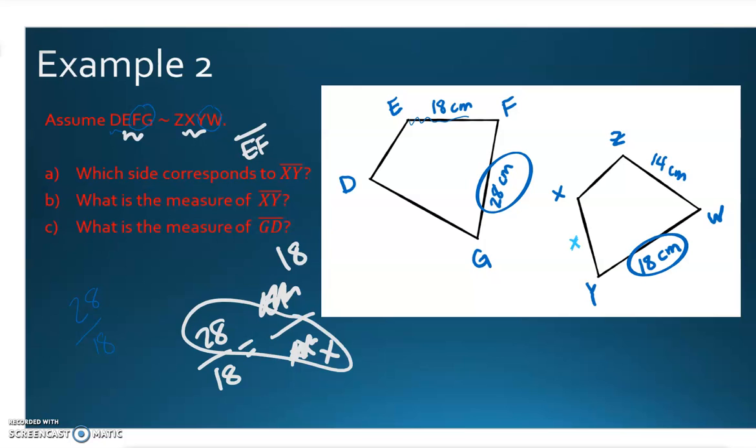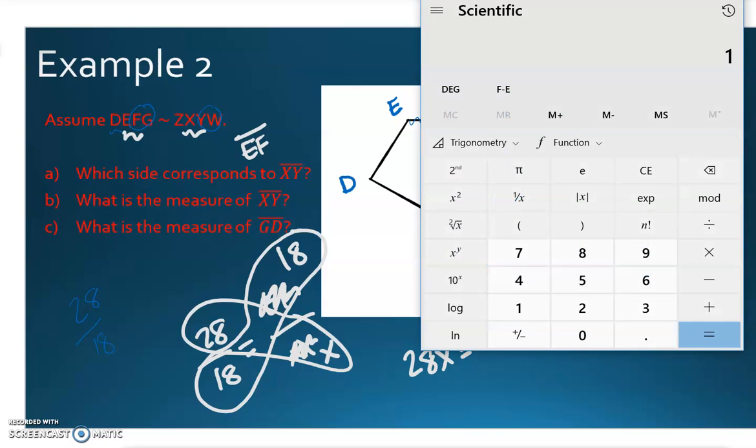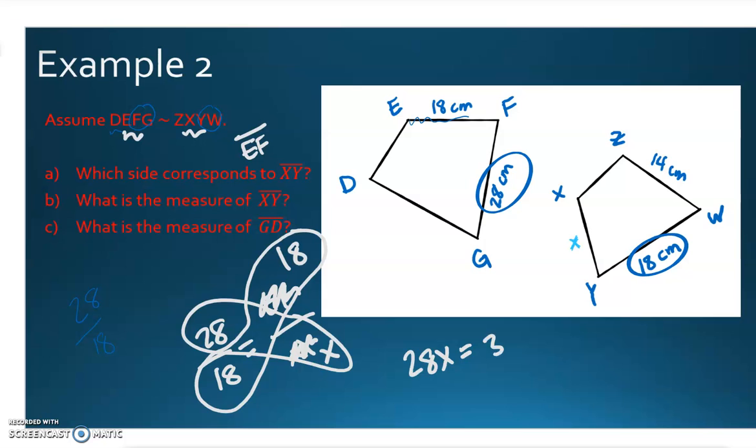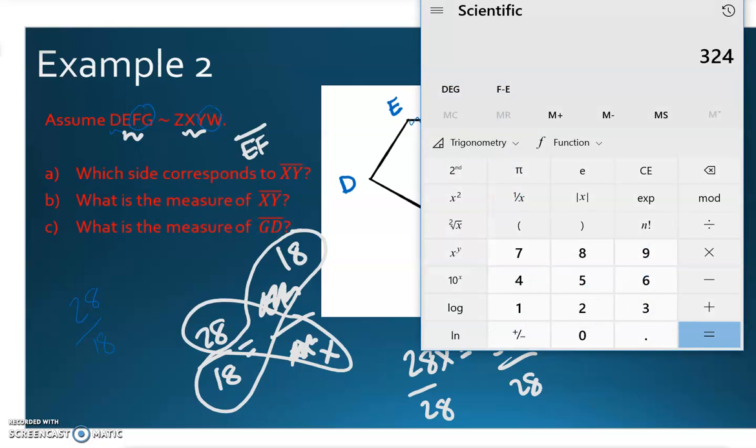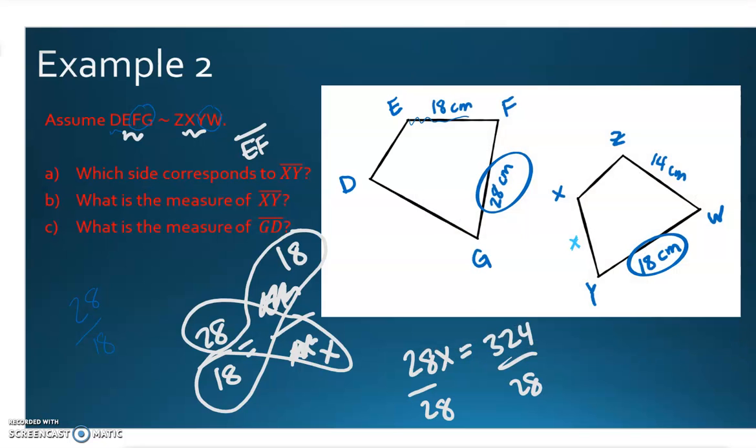So 28 times X is 28X, and 18 times 18 is going to give us 324, and then we're just going to divide by 28 to solve for that missing side length. And we get 18, of course. So X equals 18, or we want to say XY equals 18, and we say 18 centimeters.